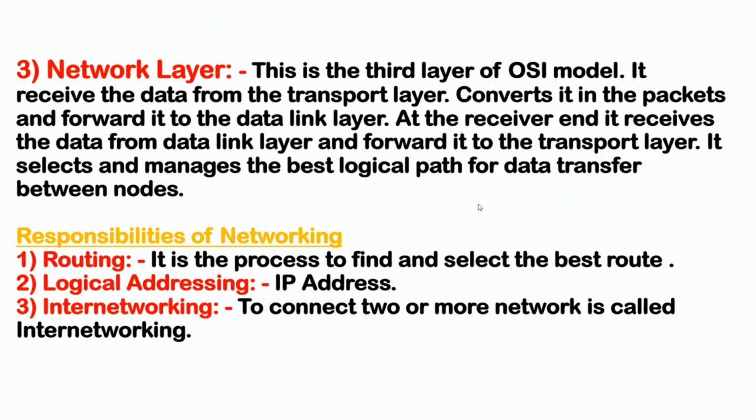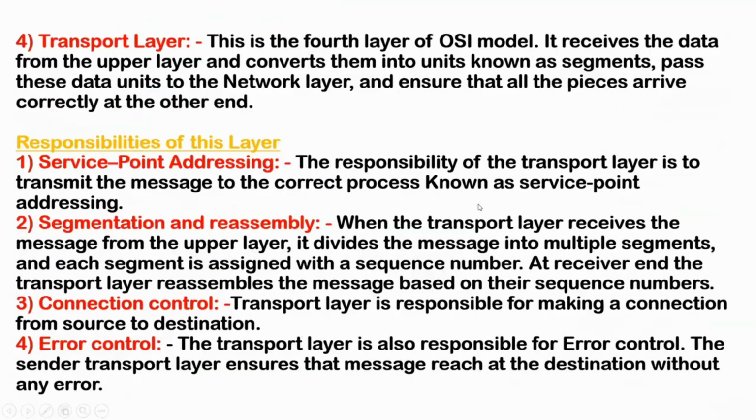Sure. Okay, perfect. Next layer is transport layer. Transport layer is the fourth layer of the OSI model. It receives the data from the upper layer and converts them into a unit known as a segment, passes these data units to the network layer, and ensures that all the pieces arrive correctly at the other end.